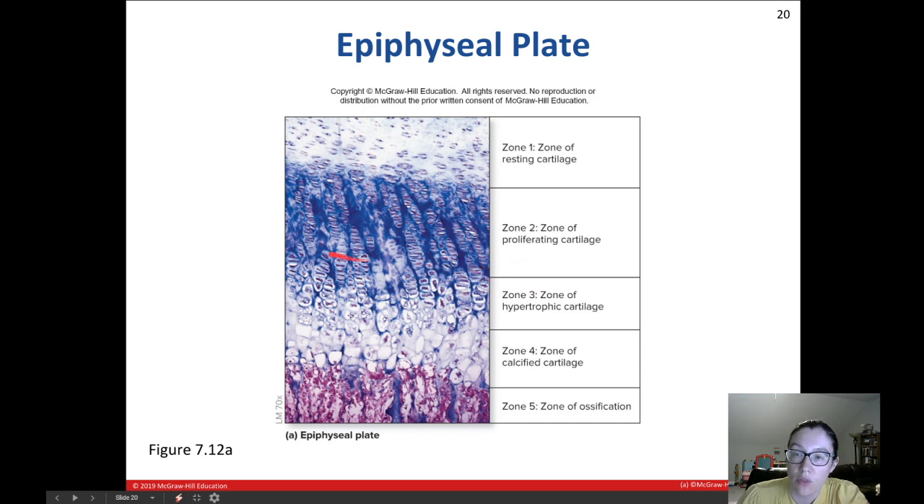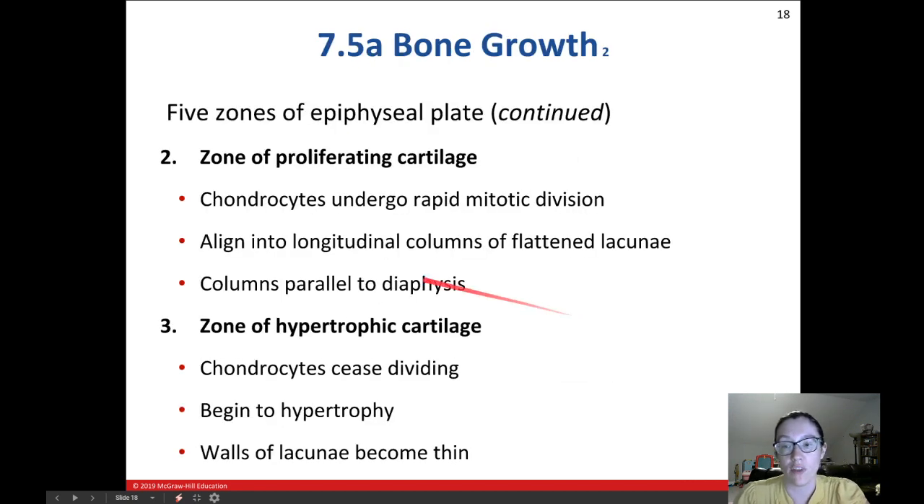As we move down to zone 3, the zone 3 over here is the zone of hypertrophic cartilage. And this zone of hypertrophic cartilage is after they have stopped dividing and now they're hypertrophying. So they're getting bigger. Each cell itself is getting bigger. And so the walls of the lacunae between them start to thin.